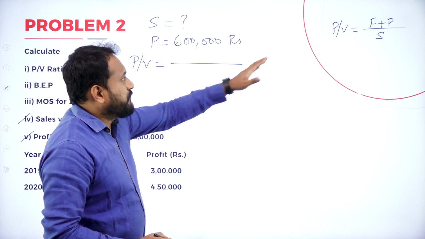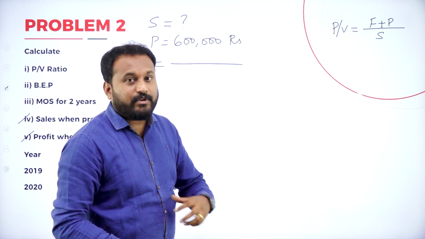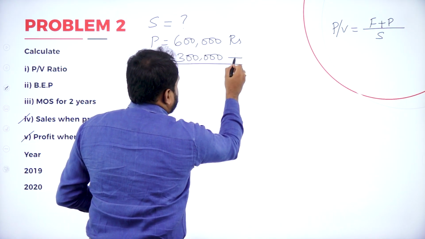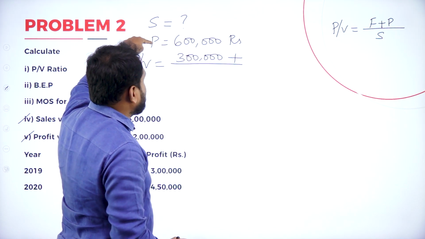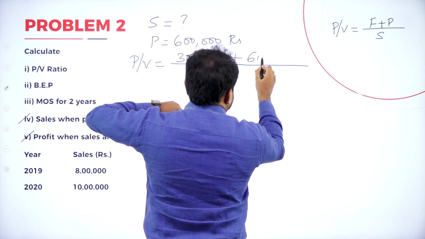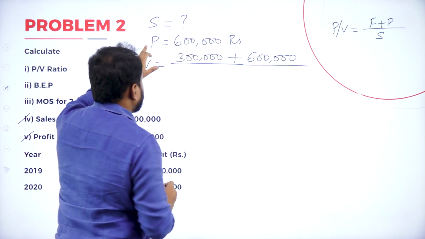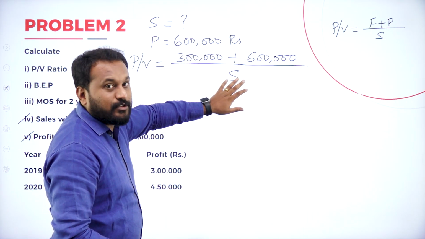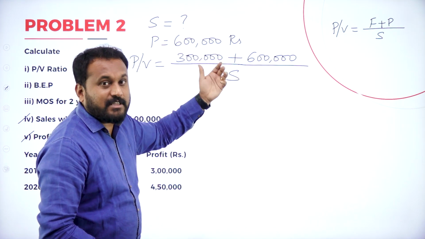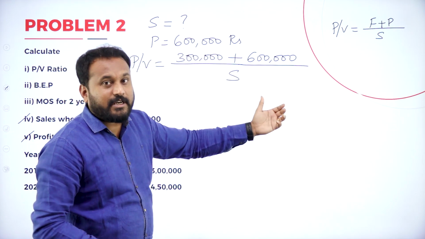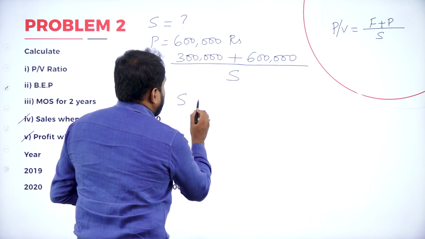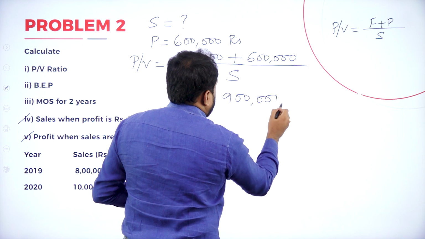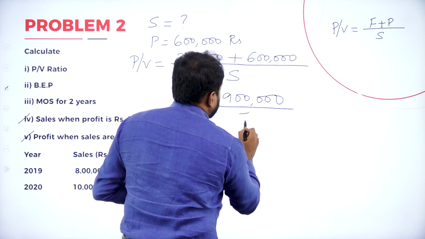Now what is this? Fixed cost plus profit. The fixed cost is 3,00,000 rupees, plus profit. Here the profit they are asking about is 6,00,000 rupees. You are supposed to find sales. You place sales here and PV will come here, so the division will become multiplication and the multiplication will become division. Now S is equal to 3,00,000 plus 6,00,000, which is 9,00,000 rupees. PV will come down, divided by PV.